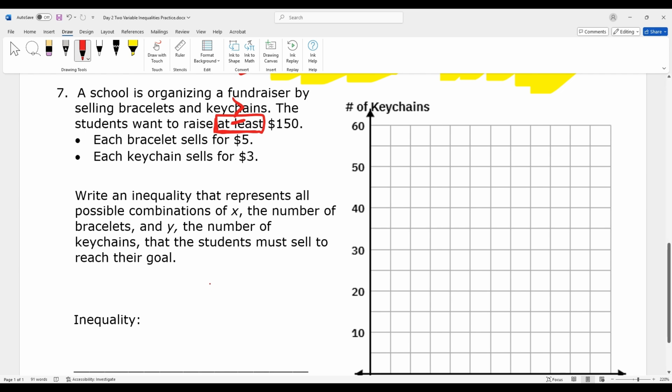The students must raise at least $150. If they don't raise $150, the fundraiser will be pointless. Okay? Now, each bracelet sells for $5. Each keychain sells for $3. We're going to write X is the number of bracelets, and Y is the number of keychains. So our inequality is going to be 5X plus 3Y greater than or equal to 150.